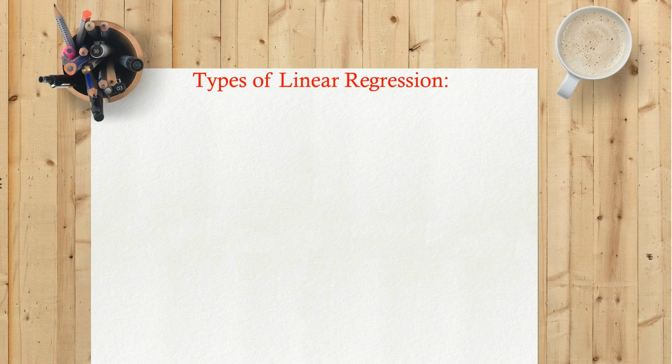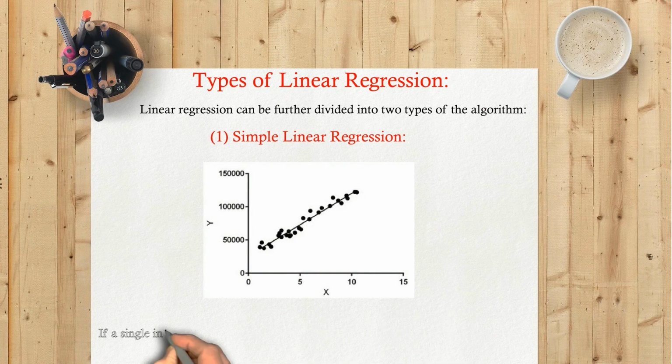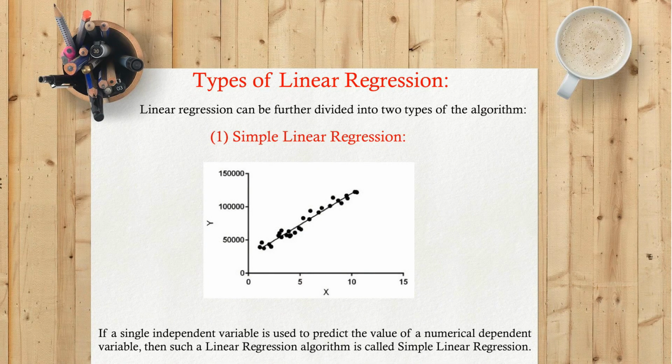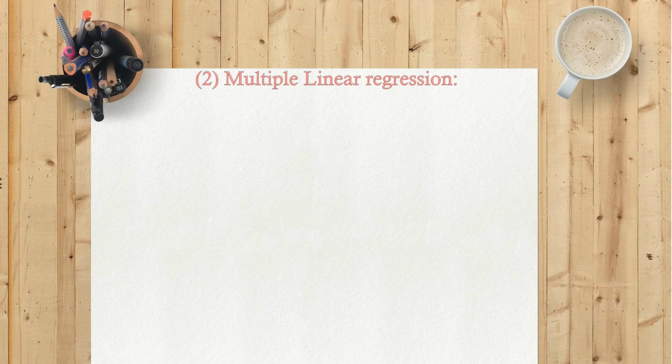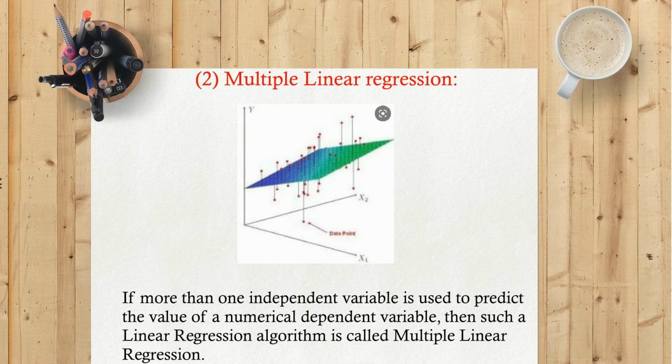Types of linear regression. Linear regression can be further divided into two types of the algorithm. 1. Simple linear regression. If a single independent variable is used to predict the value of a numerical dependent variable, then such a linear regression algorithm is called simple linear regression. 2. Multiple linear regression. If more than one independent variable is used to predict the value of a numerical dependent variable, then such a linear regression algorithm is called multiple linear regression.